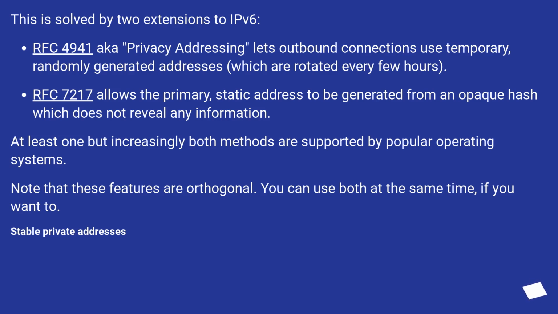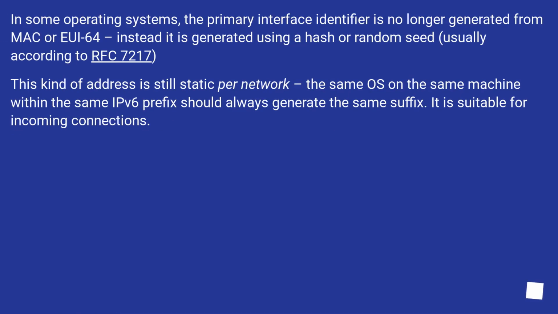Stable private addresses. In some operating systems, the primary interface identifier is no longer generated from MAC or EUI-64, instead it is generated using a hash or random seed, usually according to RFC 7217. This kind of address is still static per network. The same OS on the same machine within the same IPv6 prefix should always generate the same suffix. It is suitable for incoming connections.